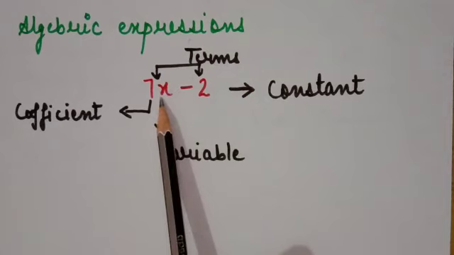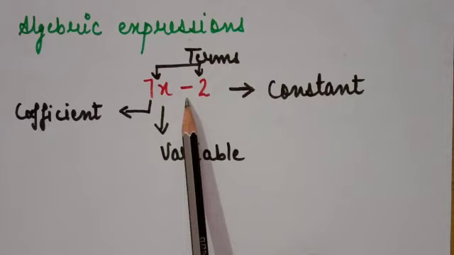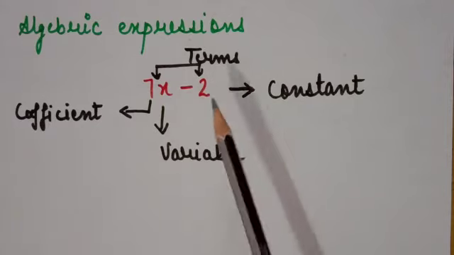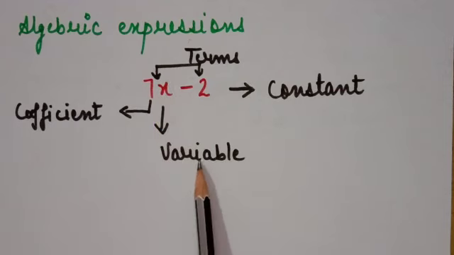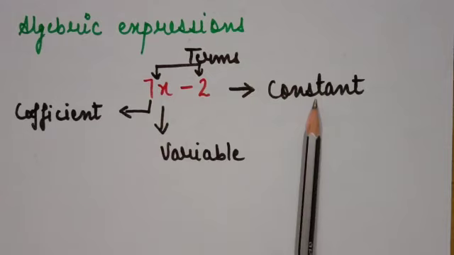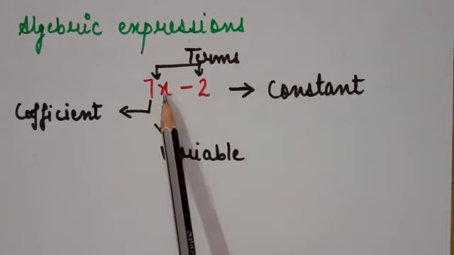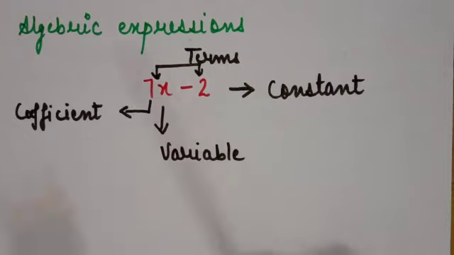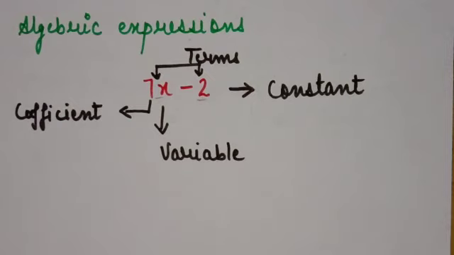Algebraic expressions are expressions like this: 7x minus 2 is an algebraic expression. Now I am explaining all the parts of this algebraic expression. Here x is representing a variable. Variables are those terms whose value keeps on changing according to the situation. And 2 is representing the constant here, and this 7 is the coefficient of the given variable. And the most important thing is that in this expression two terms are present.